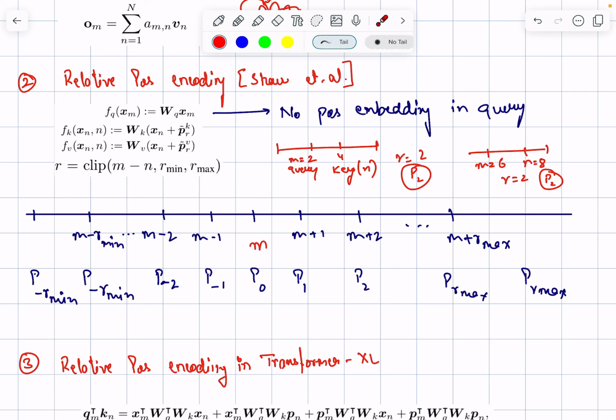Okay. So if m is the query, then you use P0, you move in this direction, you use, I think it should be right, P of -1, P of -2, and let's say you cap it here, then you use P of R min, and P of R min continues as you go away from P0 after a particular threshold. Similarly on the positive side.